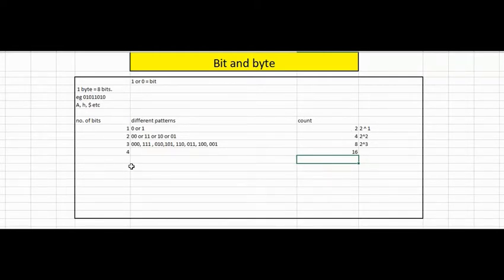So for n number of bits, the number of patterns possible would be 2 to the power n. It's very simple. 2 power n would be our count. So if we have n number of bits, then the total number of patterns possible is 2 to the power n.